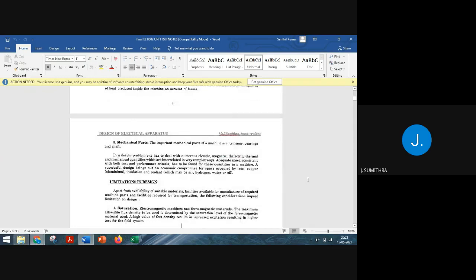And last comes your mechanical parts. As we all know, if it is a rotating machine, definitely some bearings, shaft and some frame parts are subjected to wear and tear. So we need to frequently check all those things, and also we need to provide proper care while designing the mechanical parts, right? So these are all the circuits we have for designing any electrical machine, whether it is a static machine or a rotating machine.